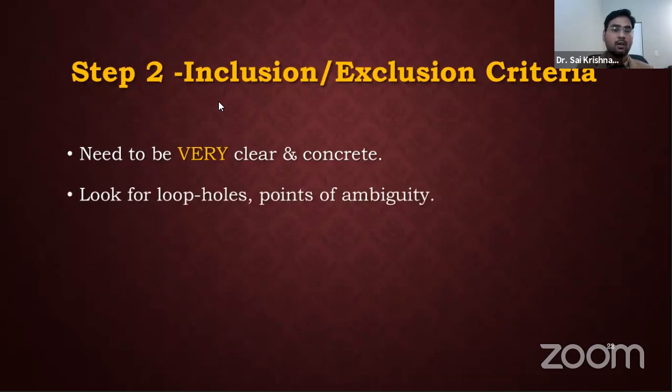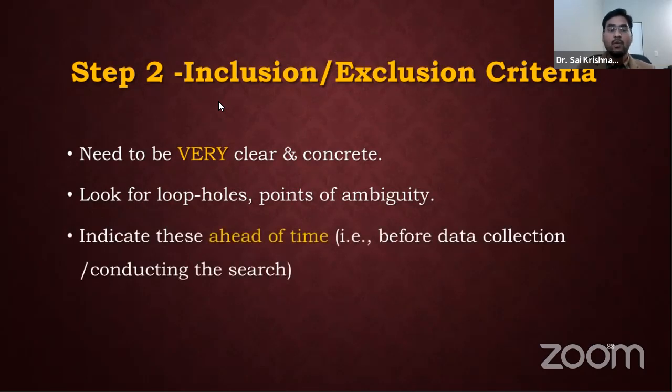You have to mention any loopholes or points of ambiguity that you considered while establishing your study eligibility. And remember one thing, you have to indicate these inclusion and exclusion criteria ahead of time, even before data collection. I mean, even before searching for the articles or conducting the search. You have to be very clear in your mind what your research question is going to be, who is going to be in your study and who is not. So be very careful while setting up your inclusion and exclusion criteria.